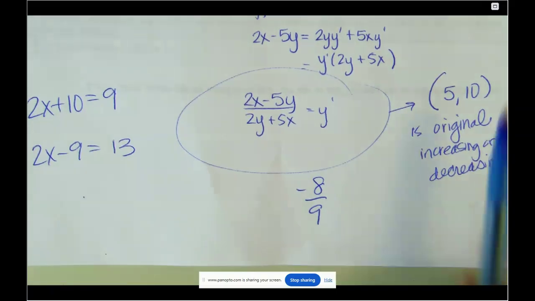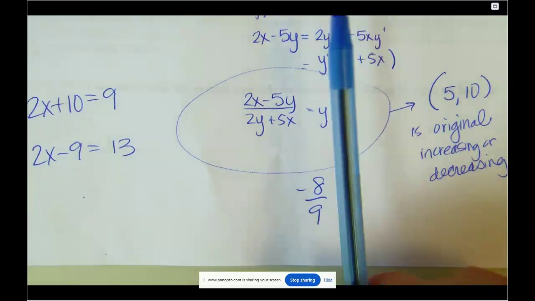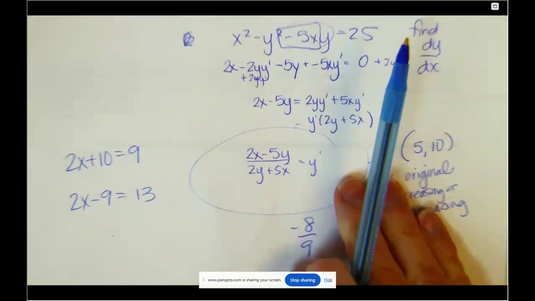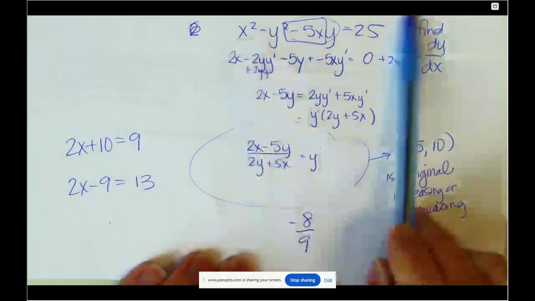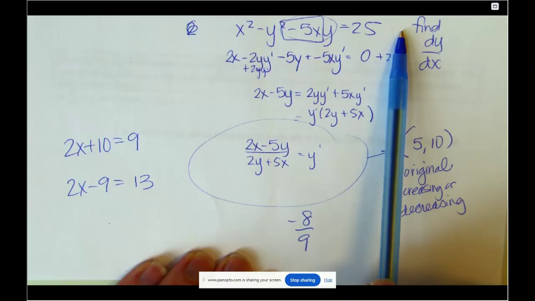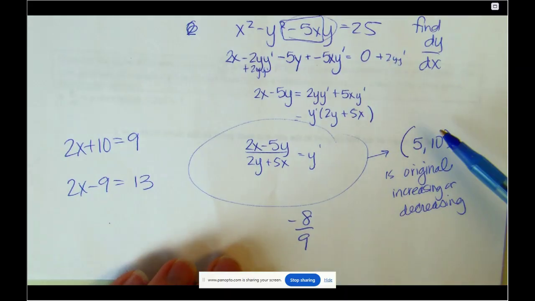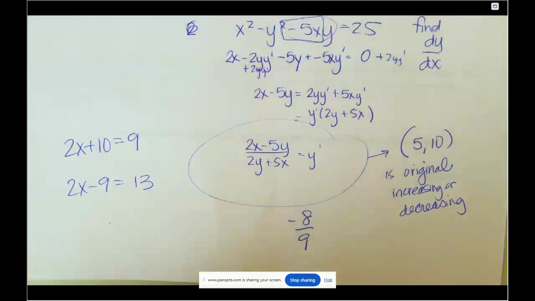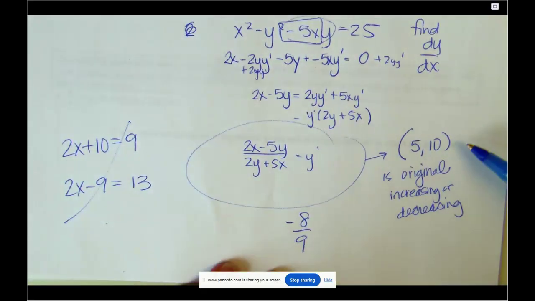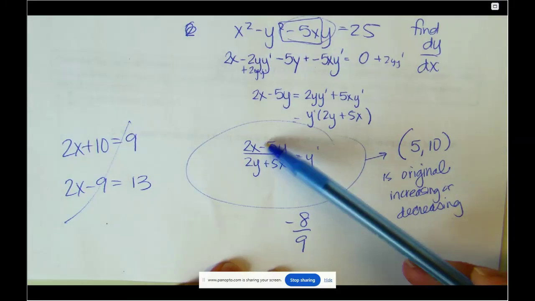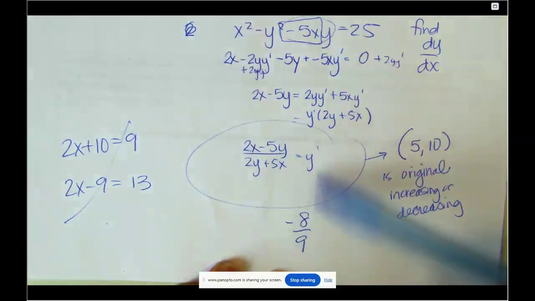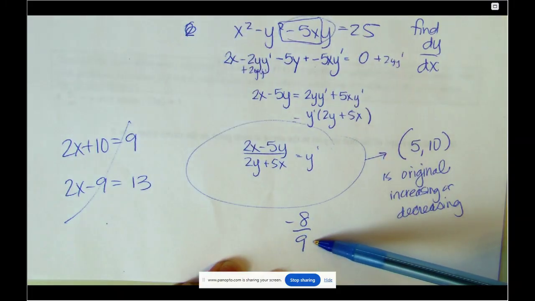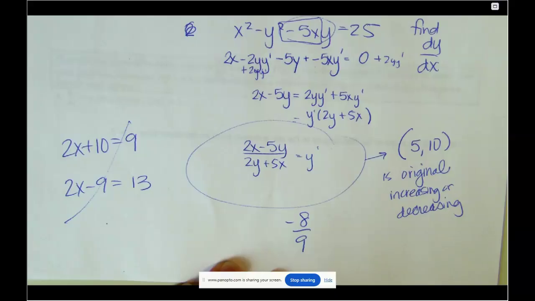Okay, so on Friday, we reviewed implicit differentiation, and we talked about how we can find out if something is increasing or decreasing by just plugging in the x or y. Because this is negative, this thing I made up was decreasing at this place because the derivative is negative. Therefore, the original is decreasing.